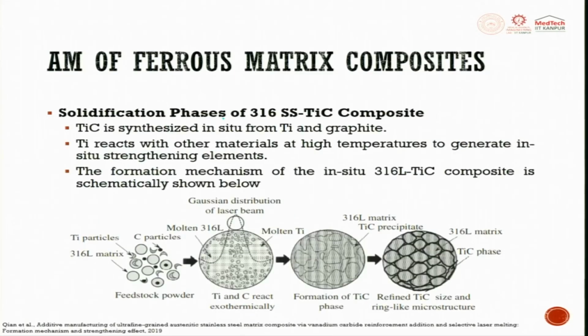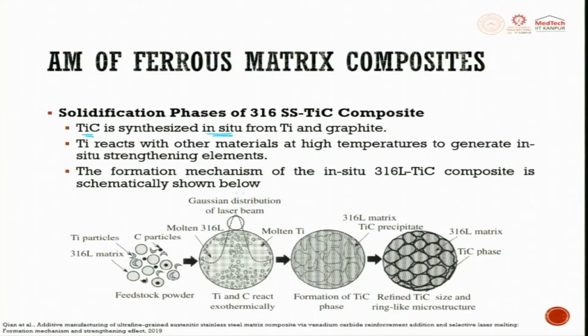In the solidification phase of the 316 SS TiC composite, TiC is synthesized in situ from Ti and graphite. Ti reacts with the other material at high temperatures to generate in situ strengthening elements. So, TiC is formed in situ. In situ means it forms during the reaction. The formation mechanism of this in situ TiC composite is schematically shown below.